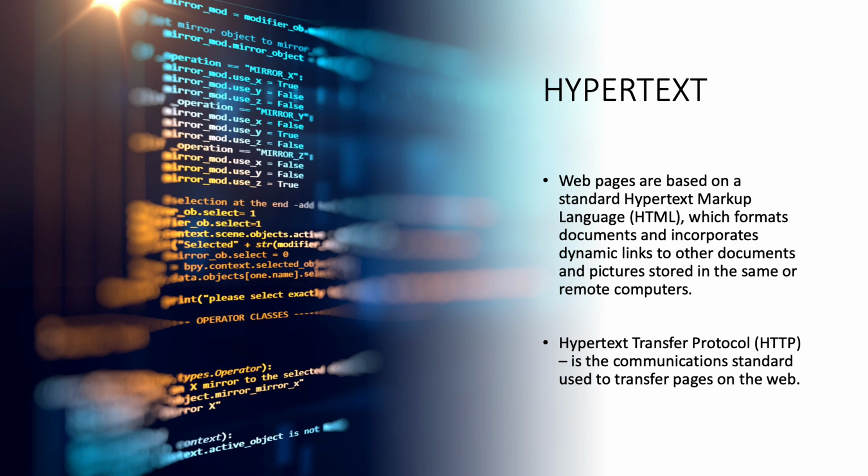Next is the hypertext. So web pages are based on standard hypertext markup language or the HTML, which formats documents and incorporates dynamic links to other documents and pictures stored in the same or remote computer. Web pages are accessible through the internet because web browser software operating on your computer can request web pages stored on an internet host server using the Hypertext Transfer Protocol or the HTTP. So what is an HTTP? It is the communications standard used to transfer pages on the web.